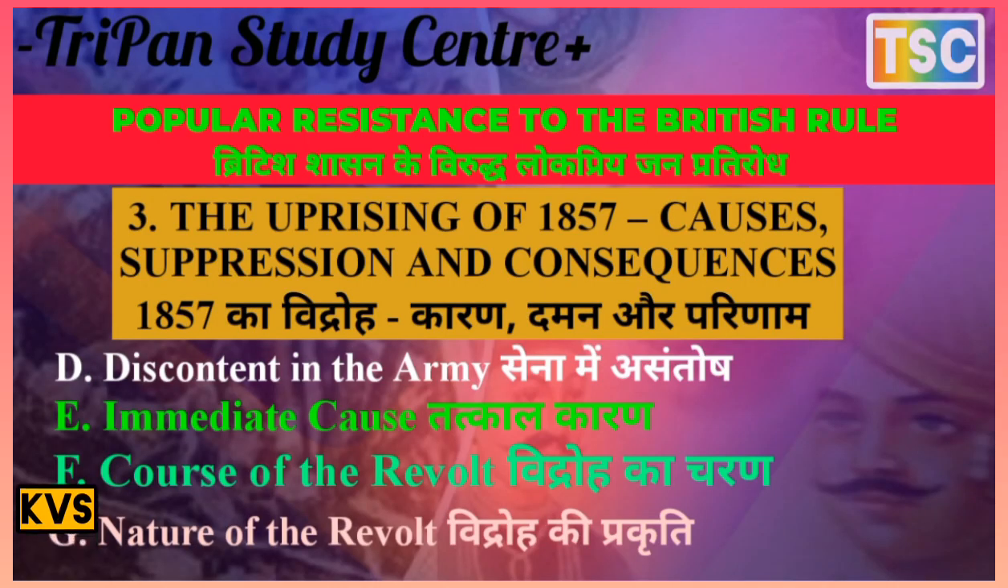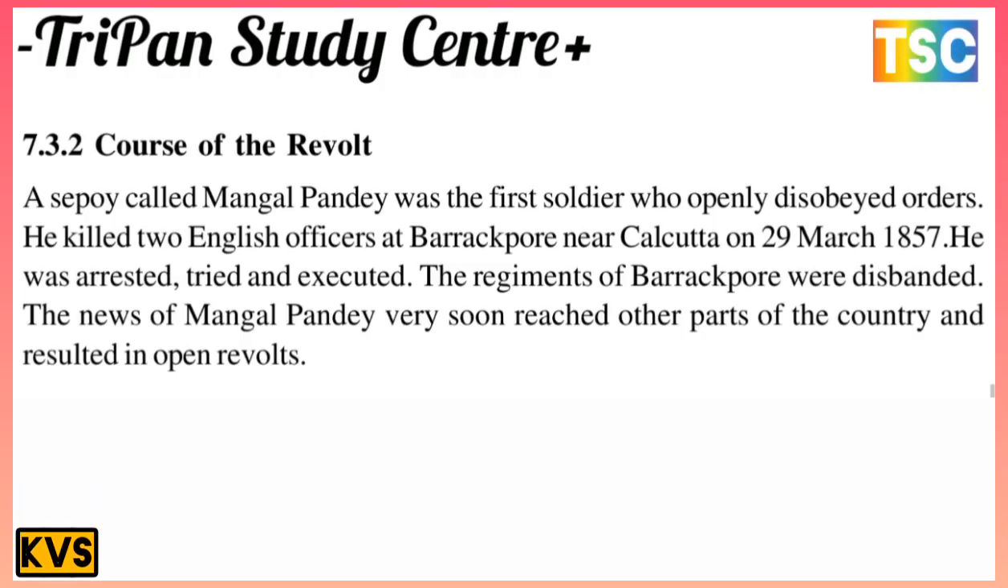The next point here is the causes of the revolt. This is Mangal Pandey. There is a sepoy called Mangal Pandey, the first soldier who disobeyed the order, and he killed two English officers at Barrackpore near Calcutta on 29 March 1857, and he was arrested, tried and executed.